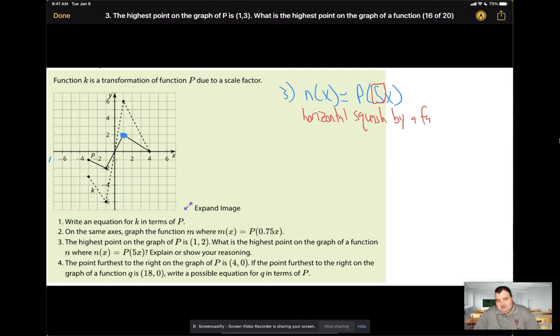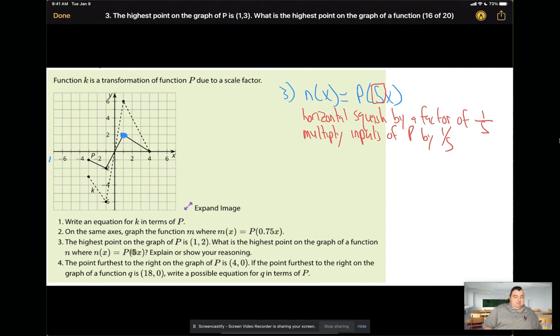Okay. And then to figure out the factor, because it's horizontal, I have to do the opposites. So what's the opposite of multiplying by 5? The opposite of multiplying by 5 is multiplying by 1/5. So this is a horizontal squash by a factor of 1/5, which means I have to multiply the inputs of P by 1/5.